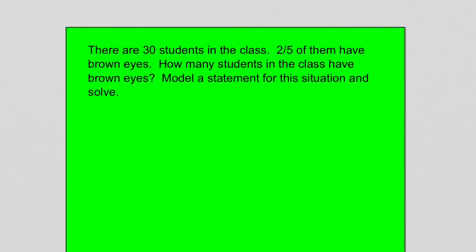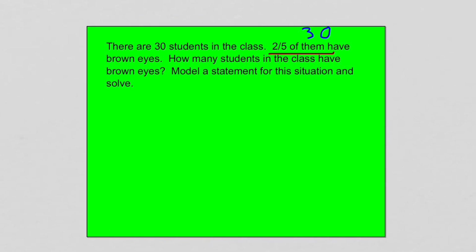Well, I want to tie this back to the last unit on percents a little bit. So I'm going to underline a key phrase here: 2/5 of them have brown eyes. Well, 2/5 of 30 have brown eyes. I'm going to write that down: 2/5 of 30. Now, we've seen things like that before.